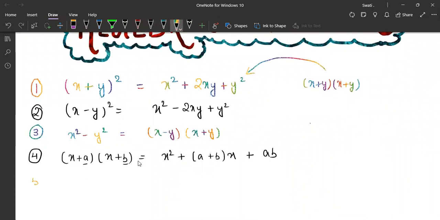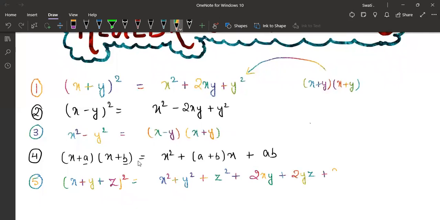Let's move to the next one, which is x plus y plus z whole square. That is the fifth one. I'm trying to cover all of this quickly so that I can take a few examples. So x plus y plus z whole square is nothing but x squared plus y squared plus z squared plus twice of xy plus twice of yz plus twice of zx.